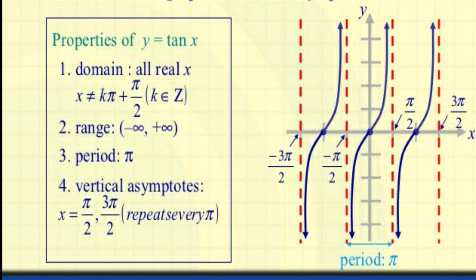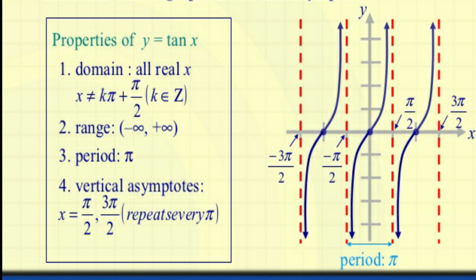Okay. Now let us see the second one, that is the range. Range is nothing but the values of y. If you observe the graph carefully, then every value of y belongs to this range. So range is the open interval minus infinity to plus infinity.